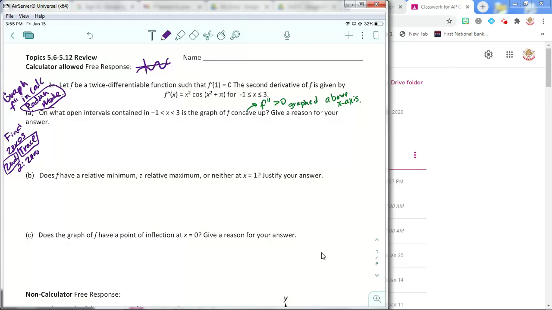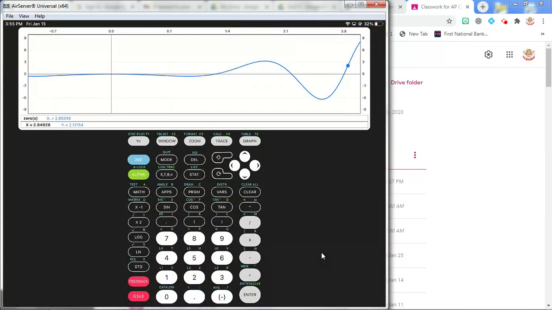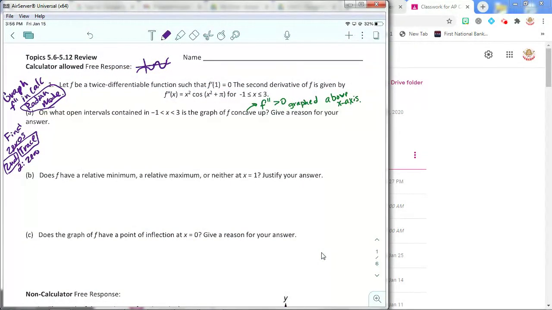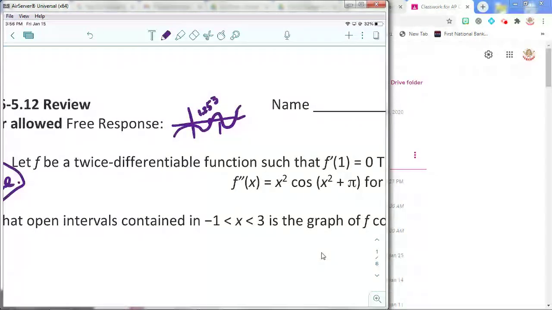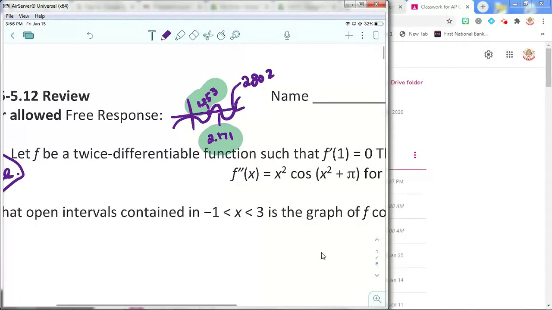Let me check. Yep. And this point right here was when x was 1.253. And then the next one, 2.171. And then that one, 2.802. Right, so the second derivative is above the x-axis when x is between 1.253 and 2.171. And then again, between 2.802 and 3.